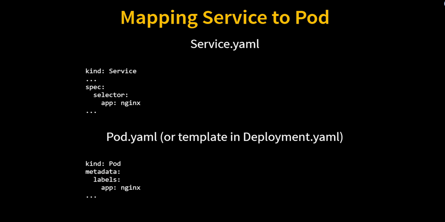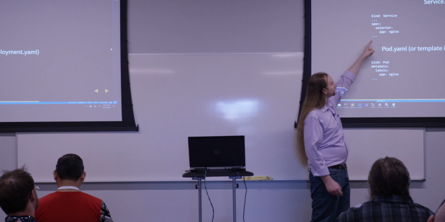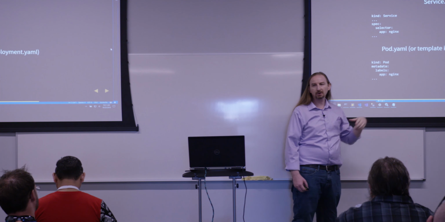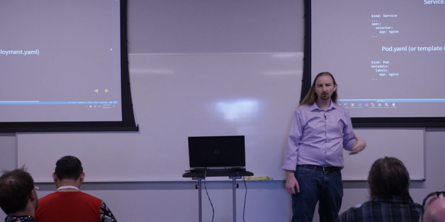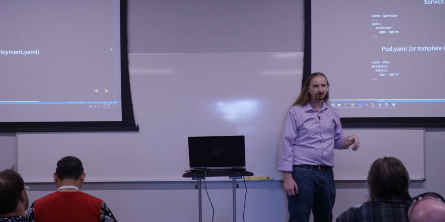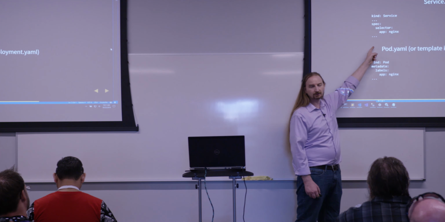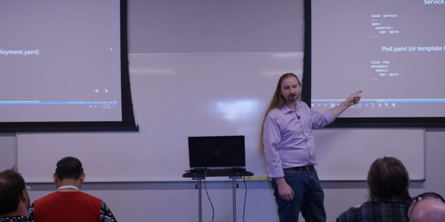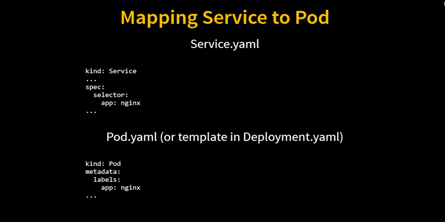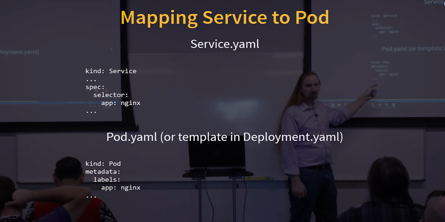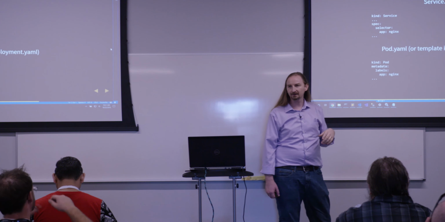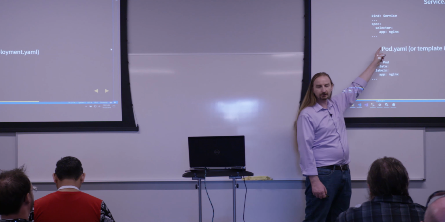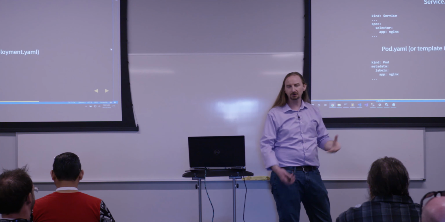So a service has that selector piece. Here's that selector. It said app nginx. How do I know where to route that traffic? Which pods will receive that traffic? Well, what the service does is go look for pods that have that matching label. So here in our pod definition, or in the template section of our deployment, we'll list the pods that accept traffic this way. So the service just says, hey, go find me all the pods.